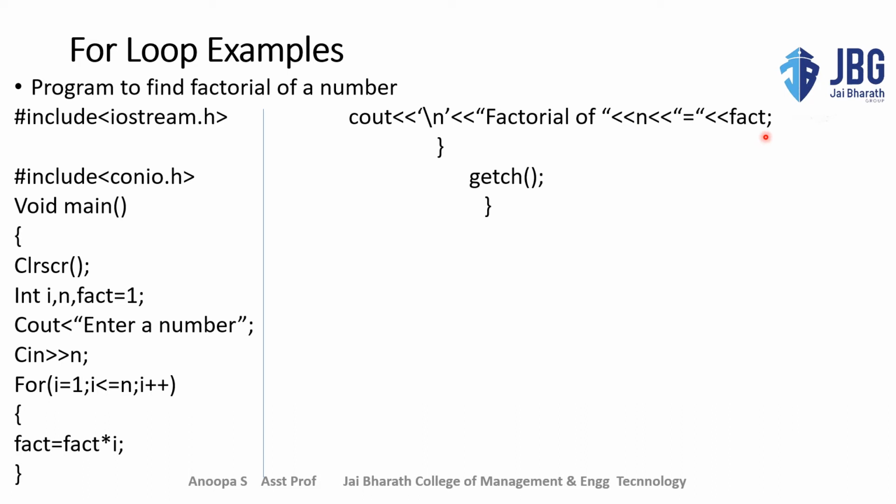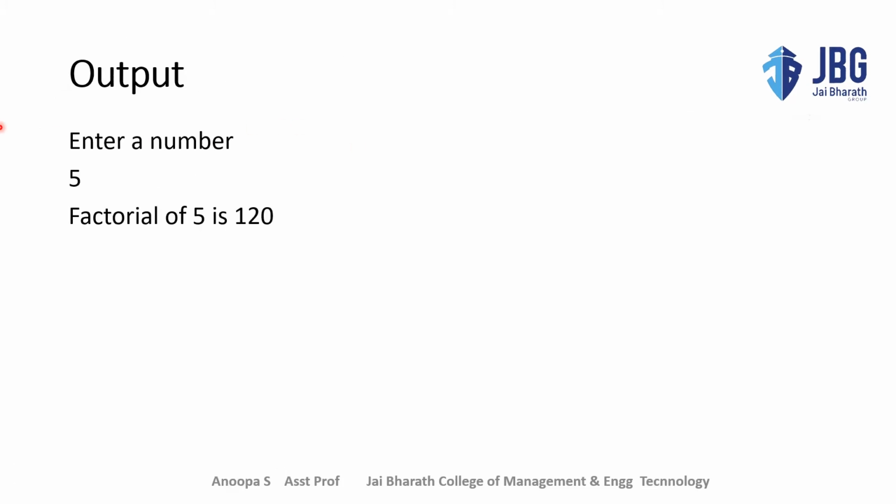Okay, so when you do this in C++, you get the output like this. Enter a number. I have entered 5. The factorial of 5 is 120.